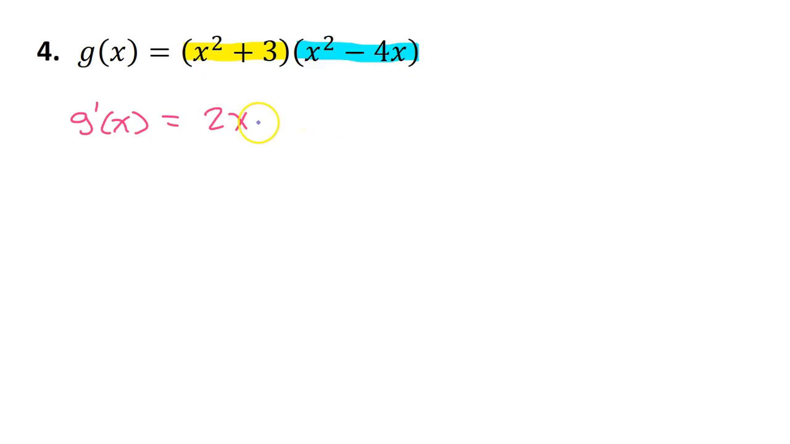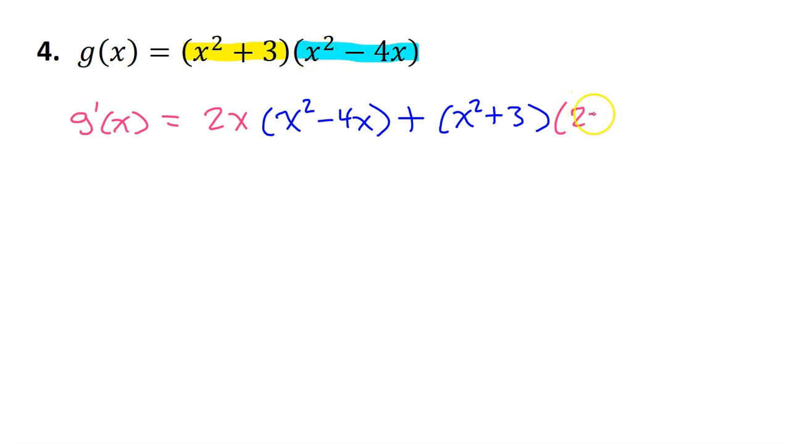The first time through, you leave the blue factor alone. So I'm going to bring down my x squared minus 4x unchanged. Then I put a plus. The second time through, we leave the first factor alone. So we bring down the x squared plus 3. But then we multiply by the derivative of the second factor. Term by term, the derivative of x squared is 2x. And then we have the minus 4. You just bring down the constant. And the derivative of x is 1. So that's it. And I would just leave the answer like this.